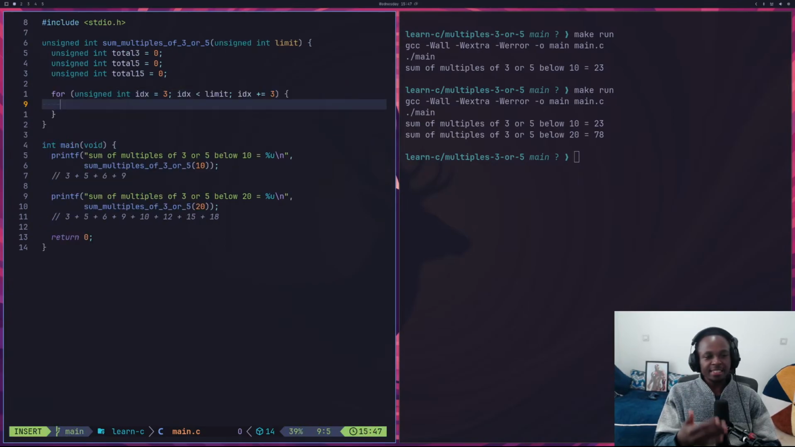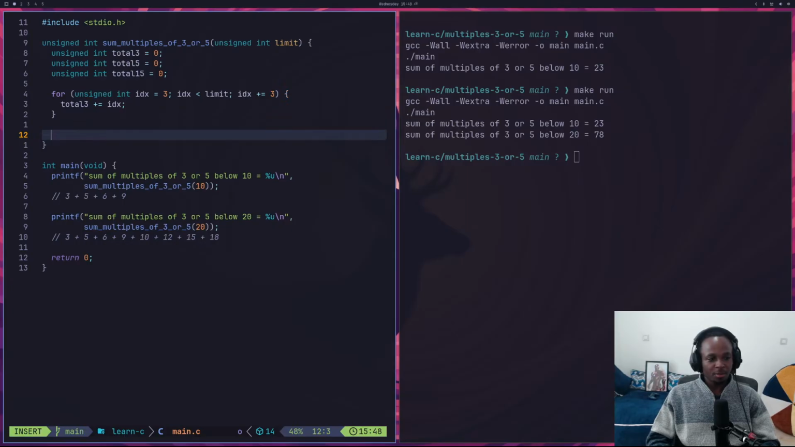And then since this time I'm strictly looping through the multiples of 3, I don't need any check inside of that. So I'll just say take the total of 3, and it's going to be whatever total is there plus the index. Then you're going to do the same for 5.